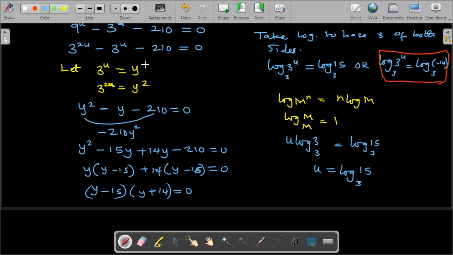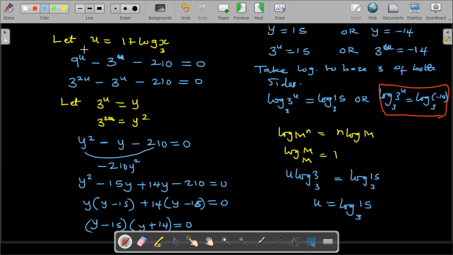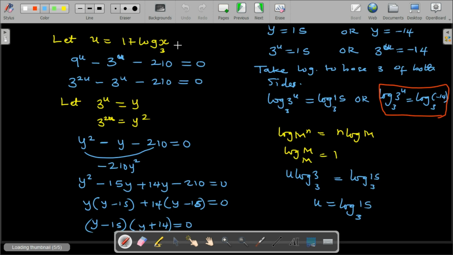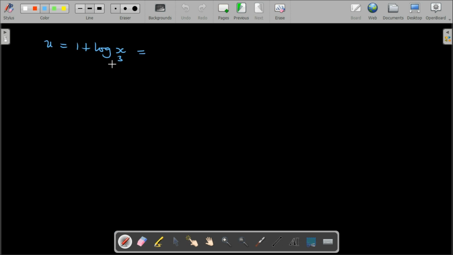Now that we know what u is, we can go back to the first assumption, where we let u be equal to 1 plus logarithm of x to base 3. From there, since u is equal to 1 plus logarithm of x to base 3, and u has been gotten to be logarithm of 15 to base 3, we have this equal to logarithm of 15 to base 3. Okay, so what do we now have?